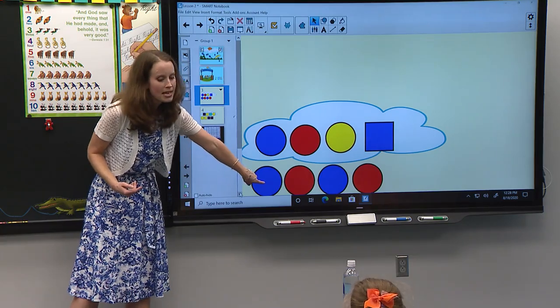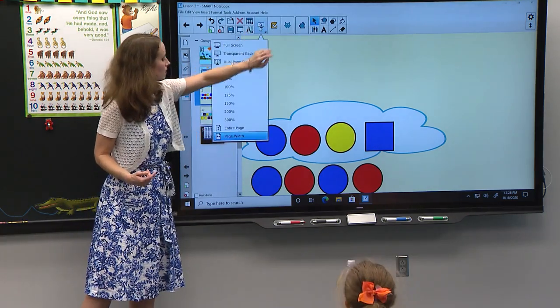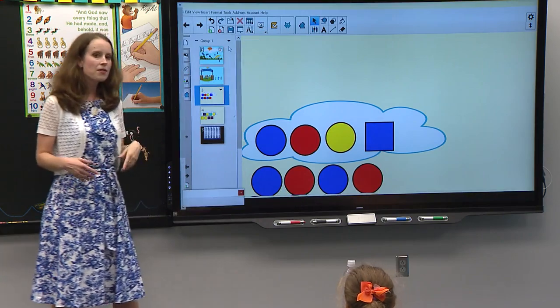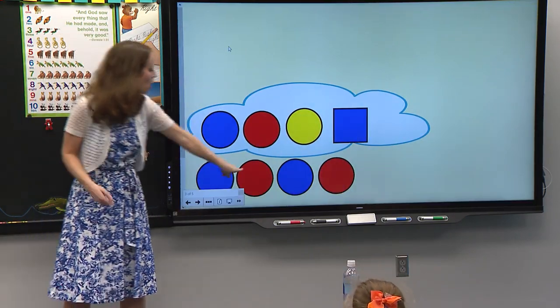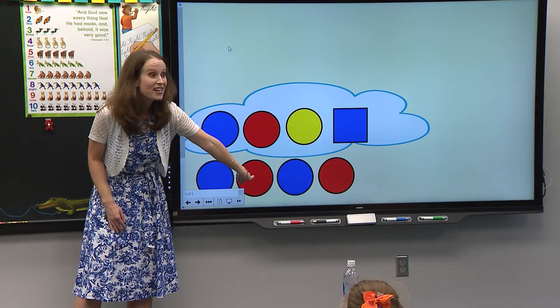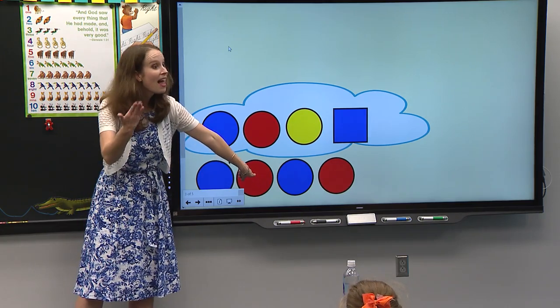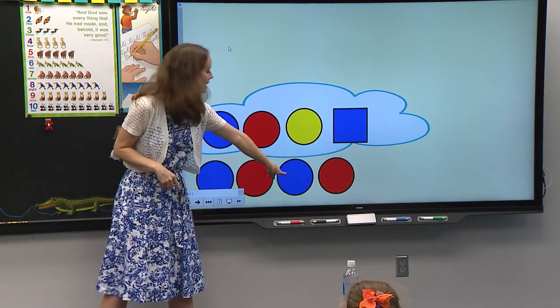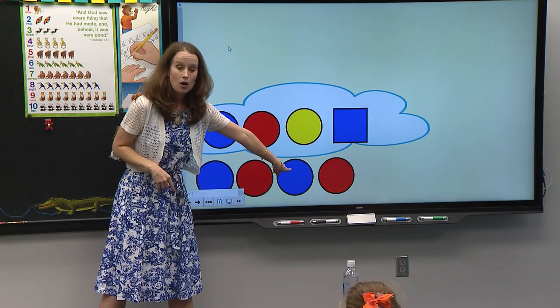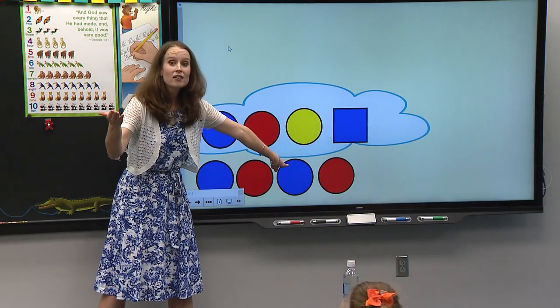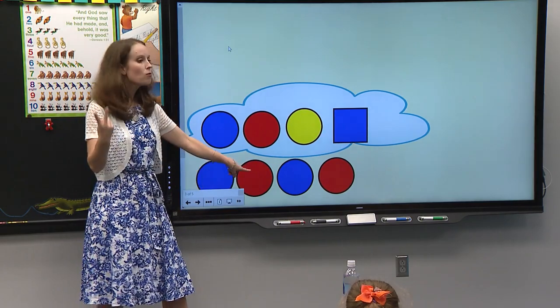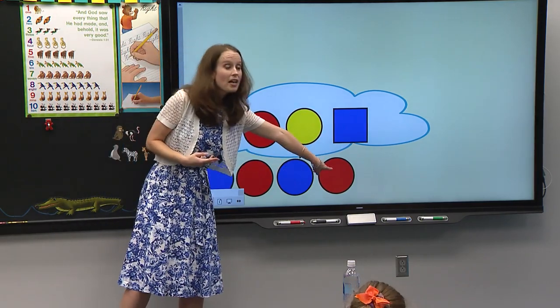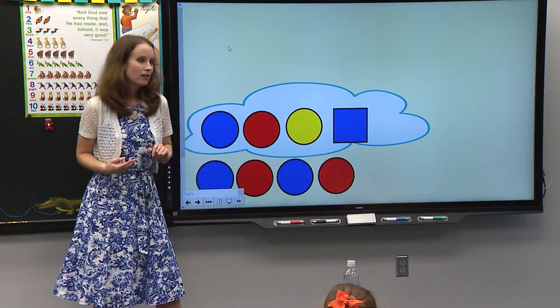What do you see right here, Savvy? A blue circle. It is. I'm glad she told me everything. It's blue and it's a circle. What about this right here? What do you see here, Aslan? A red circle. Okay, so blue circle, red circle. Keep going, Titus. A blue circle. There you go. So blue circle, red circle, blue circle. What comes next, Tanner? Red circle.